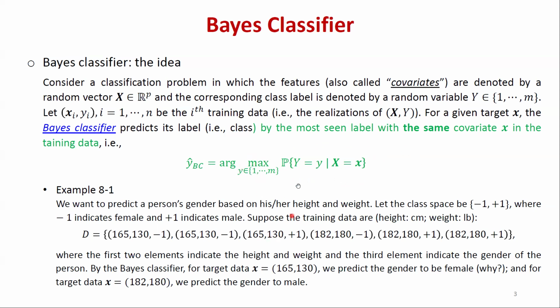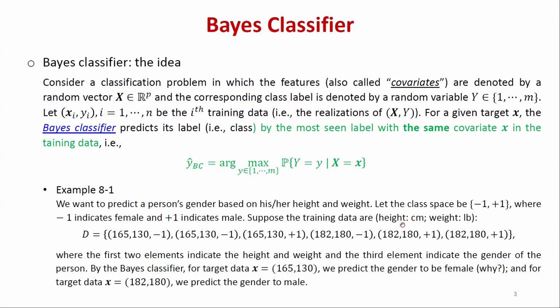So let's see an example, because if it's the first time for you to see the Bayes classifier, you may find it a bit abstract with the mathematical notations. Say I want to predict a person's gender based on his or her height and weight. So I use -1 to be female, +1 to be male. The training data are in this way. The first one is the height, the second one is the weight, the third one is the gender, which is the label.